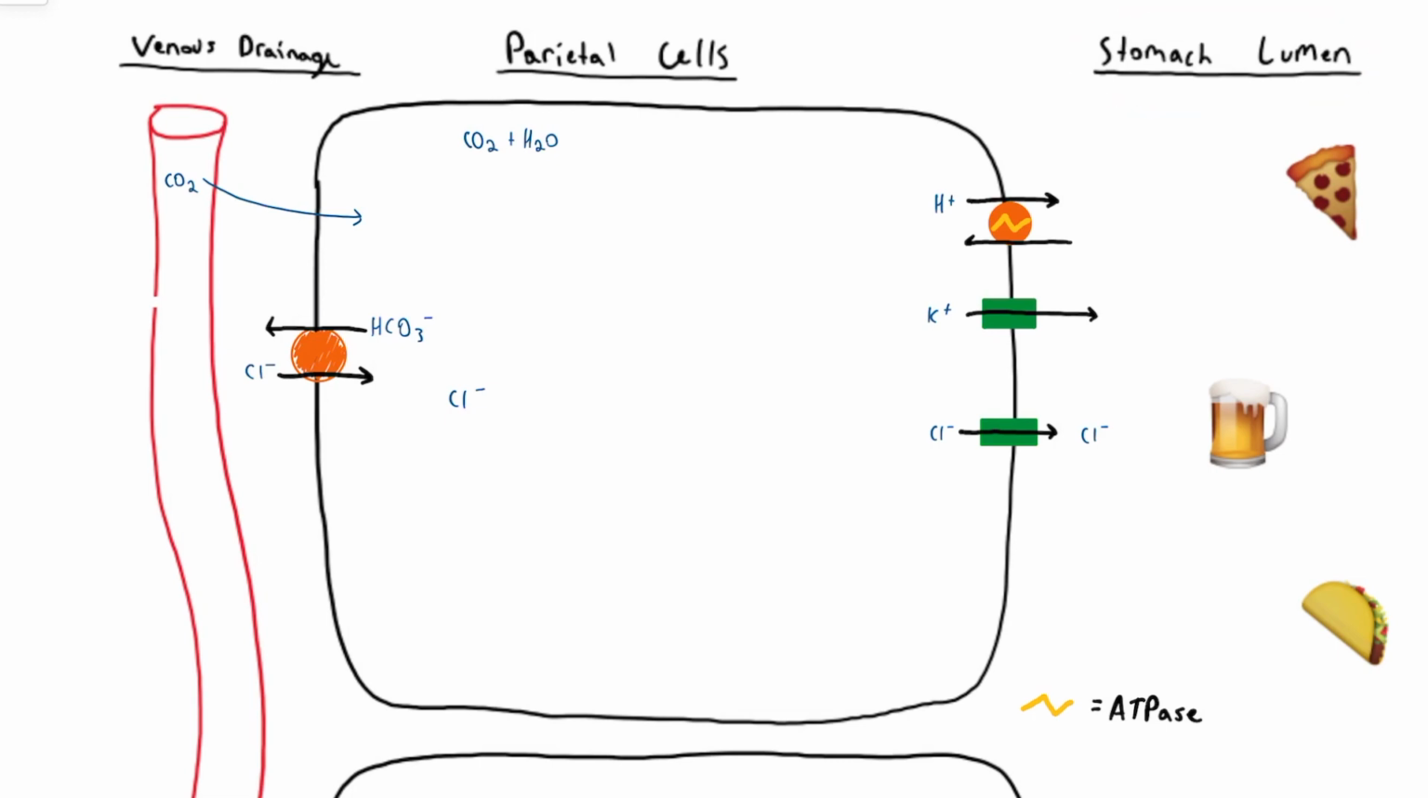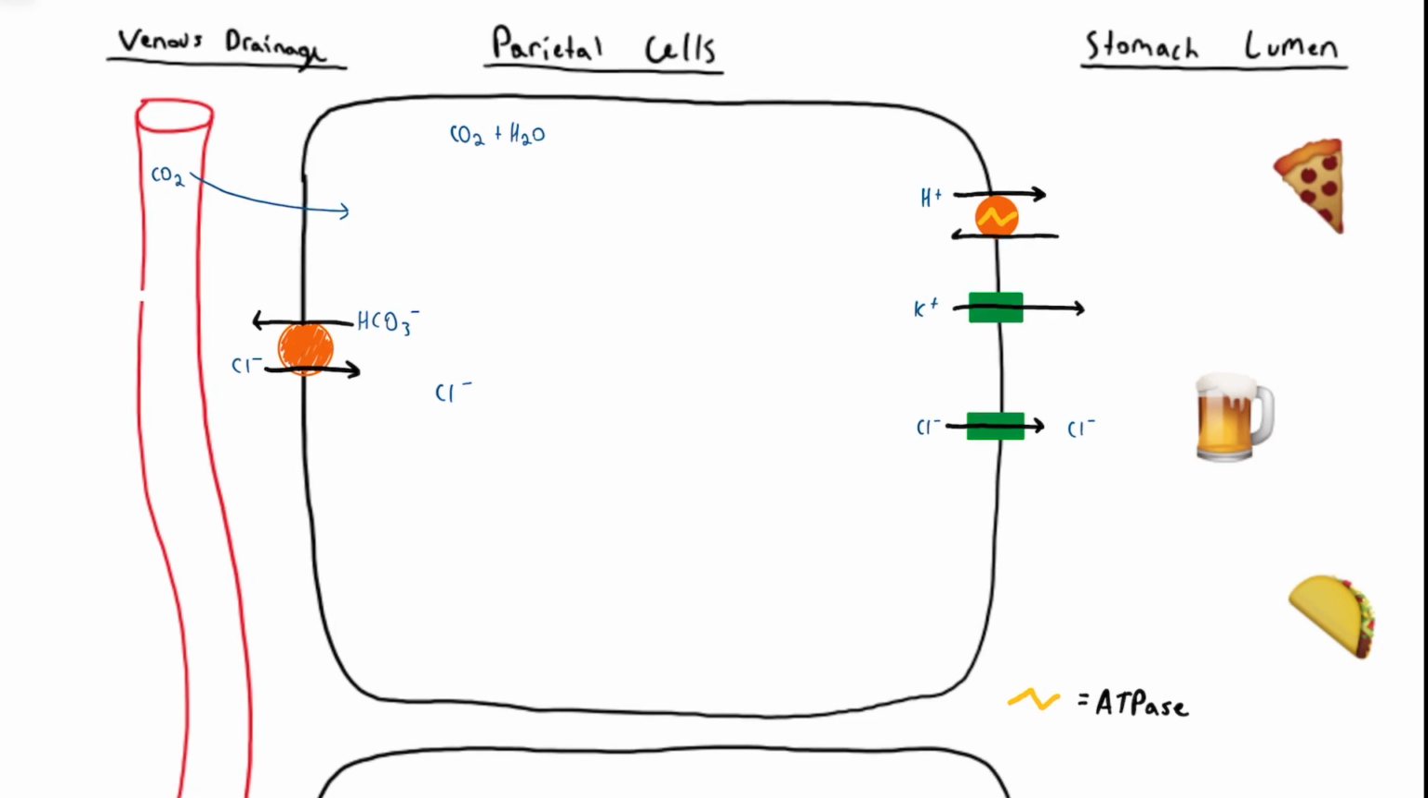So first things first, let's get the building blocks we need to secrete hydrochloric acid. We're going to uptake CO2 from the venous blood, which will just diffuse into the parietal cell. In a reaction you may have seen before, this CO2 is going to react with water, forming carbonic acid. This is catalyzed by the enzyme carbonic anhydrase. Then our carbonic acid is going to dissociate into a proton and a bicarbonate.